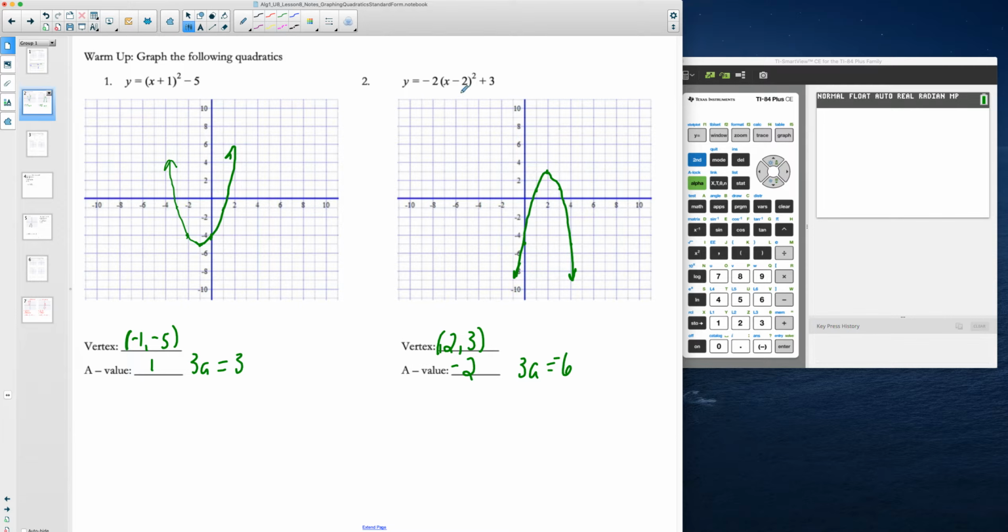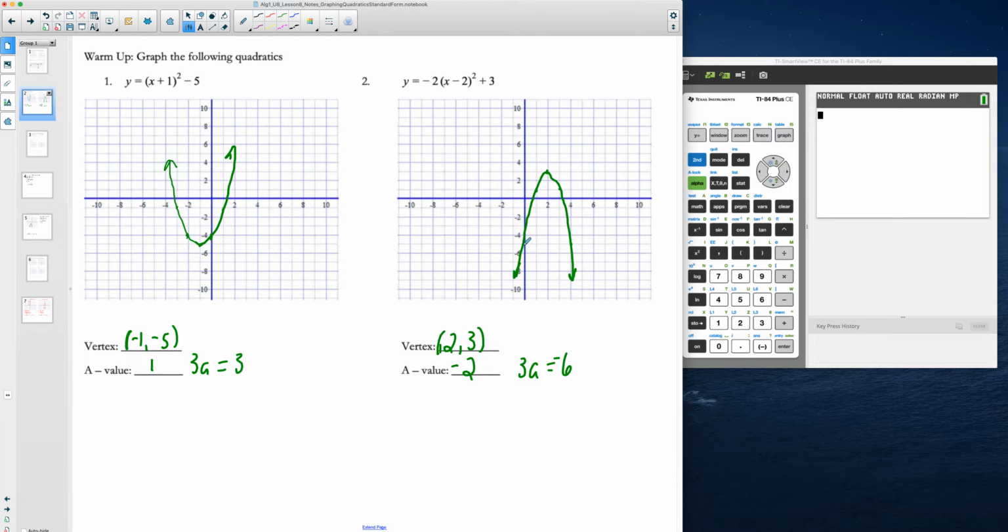All right, we look at our second warm-up problem here. Our vertex for this particular one would be 2, 3. So you can see that I started at 2, 3. This time our a value is negative, which means our graph is going to open down. And so we're going to take that -2, which is our a value. That's going to be our first 2 points. Down 2 to the right one, down 2 to the left one, and then 3a this time would be -6. So from here I'm going to go down 6 to the right one, from this point down 6 to the left one. And then there's our two graphs.